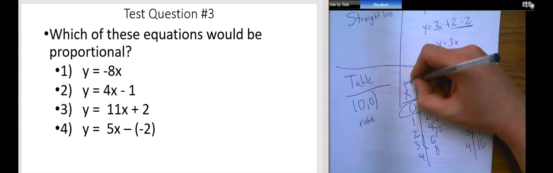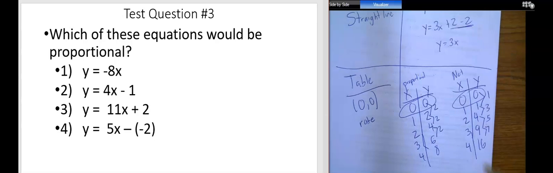So 2 things you're checking on a table. Does it go through 0, 0? And if it doesn't have a 0, add the 0 to the table. Second thing you're checking on a table is, does it have a constant rate? Is the rate the same every time? If it meets those 2 conditions, it's proportional.